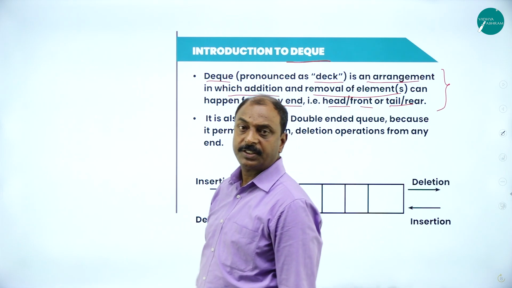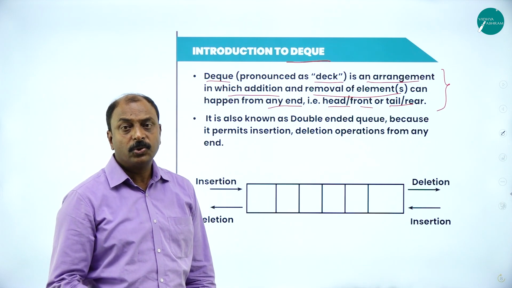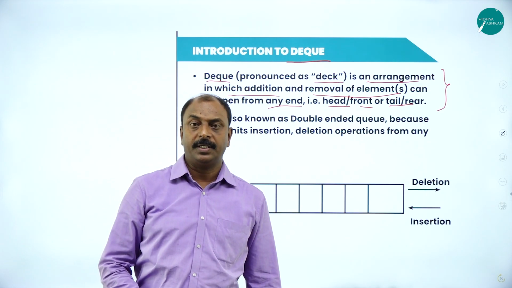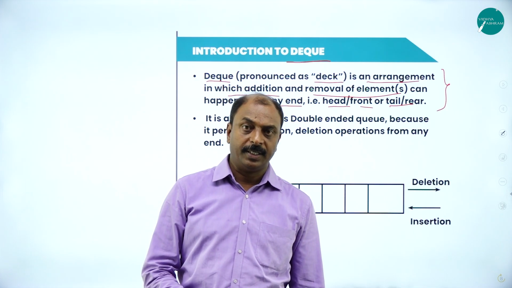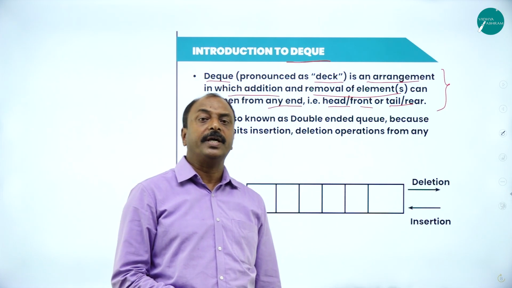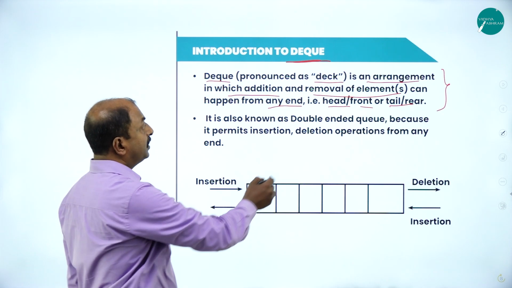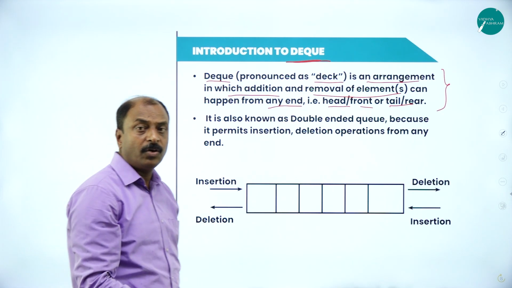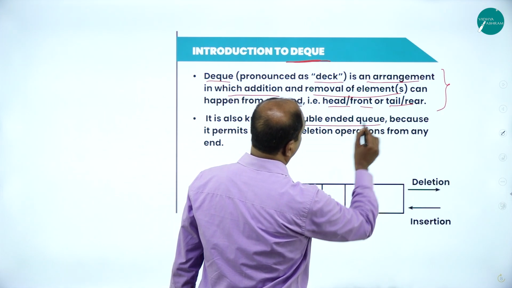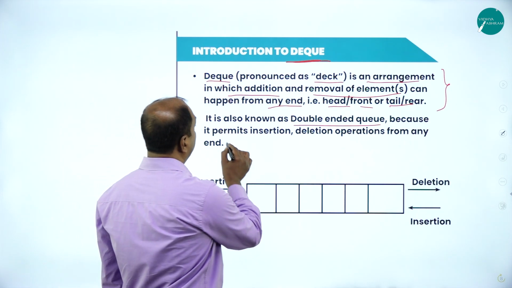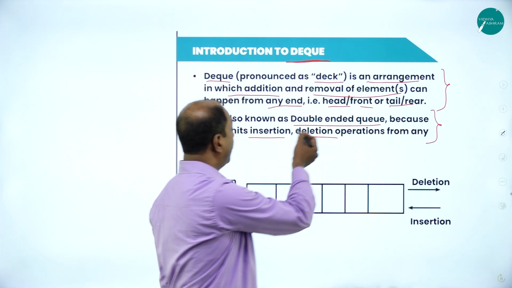DQ is also a type of data structure, a type of queue where insertion and deletion take place at both ends. In a queue, what you have learned so far is that there are two pointers. One is the rear pointer, to insert or add a new element to the queue, and the front pointer is the place where we can remove an element from the queue. But DQ is a type of queue where insertion and deletion can take place at both ends, at the front end as well as at the rear end. It is known as a double-ended queue, because it permits insertion and deletion operations from any end.